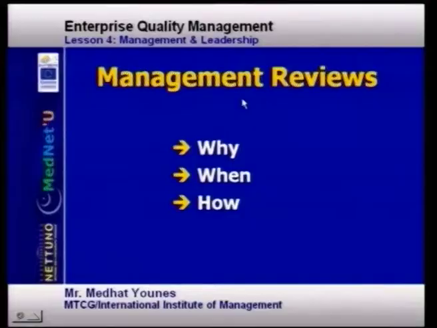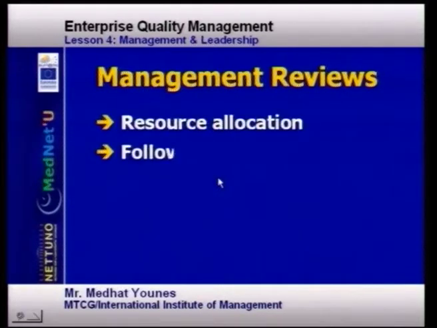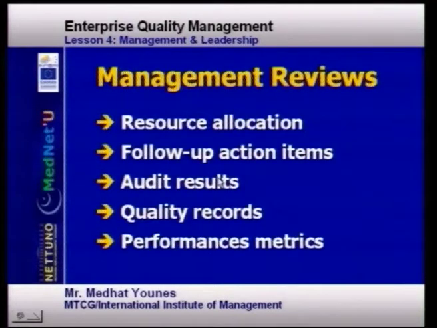Management reviews always ask why we need to do something or not do it, when we need to do it, and how. Management reviews of quality always review the resource allocation. Is it adequate? Follow-up action items, the audit results, quality records, and performance metrics.